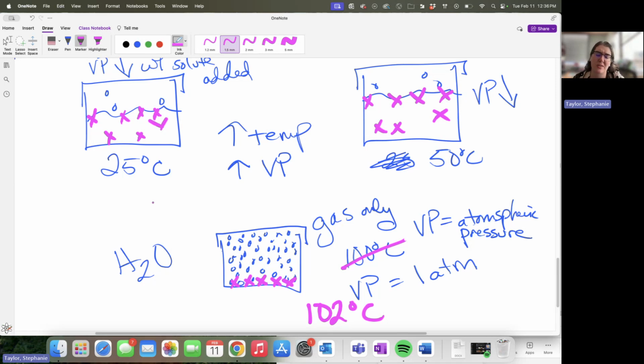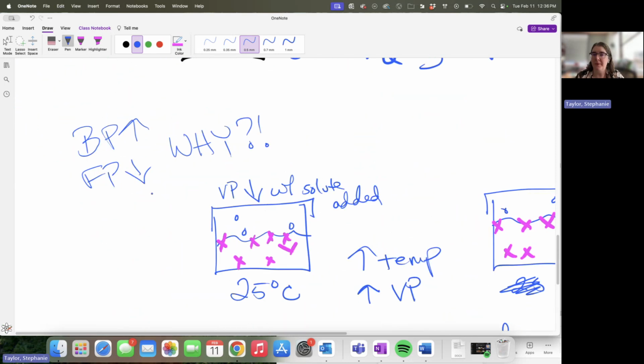These are not great analogies, but the idea again is that your vapor pressure is lower, and because the vapor pressure is lower throughout all of those temperatures, you're going to need more heat to get the vapor pressure high enough to equal the atmospheric pressure, because that's still where the boiling occurs. It's still where boiling happens. So boiling is all about vapor pressure. Freezing point is not.